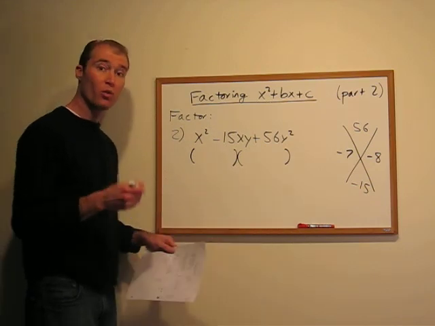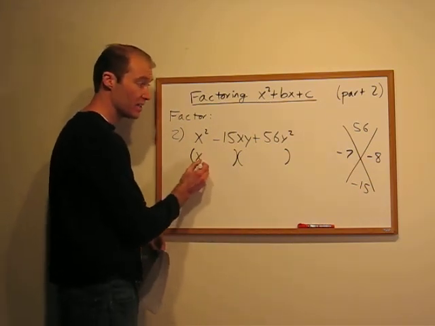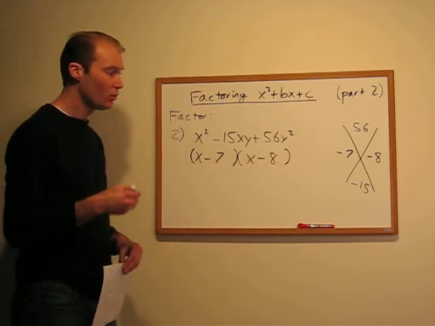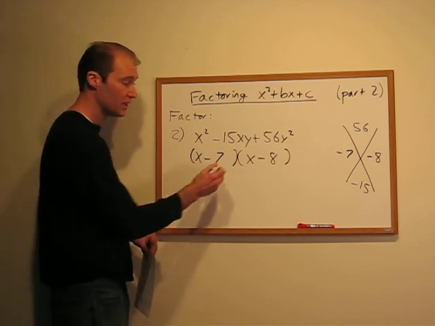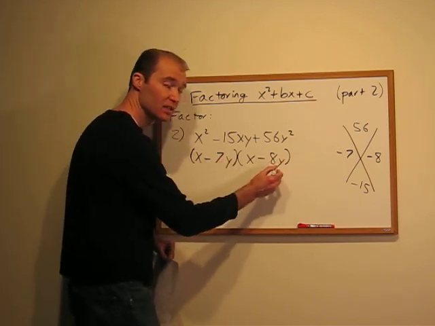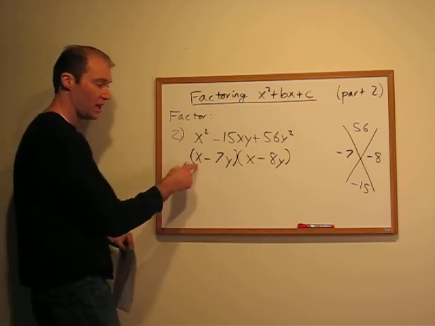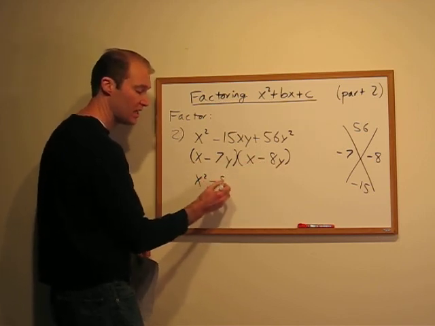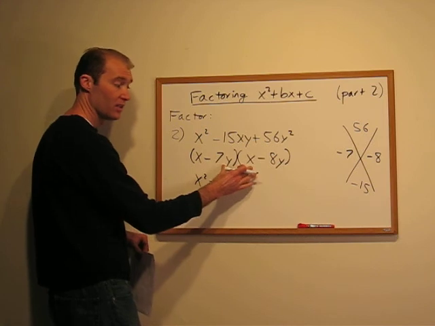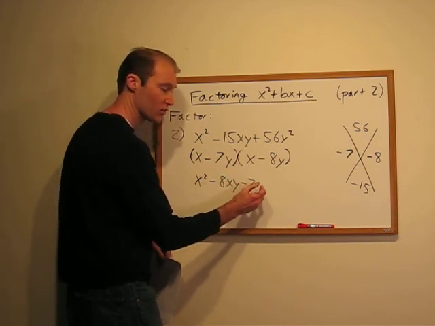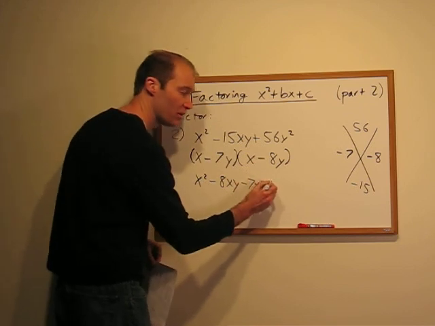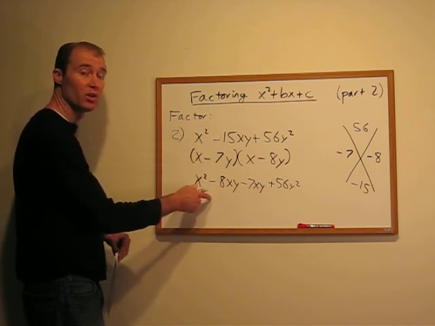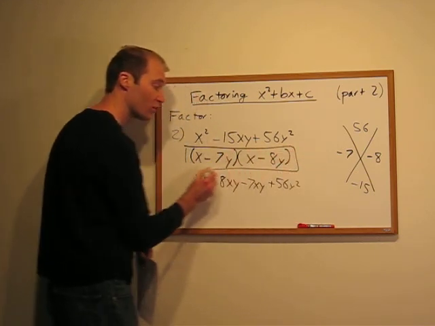So, if there were no y's involved, we would break it down like this: x minus 7, x minus 8. As it turns out, we can account for the y's just by tacking them on at the end. Let's make sure that this works. X times x is x squared. X times negative 8y is negative 8xy. The inner terms give me minus 7xy. And the last gives me plus 56y squared. That looks like it's going to match up with what I have. Looks like this is the correct factorization.